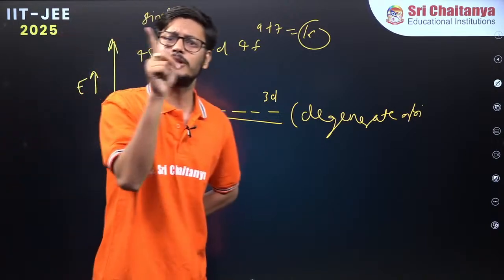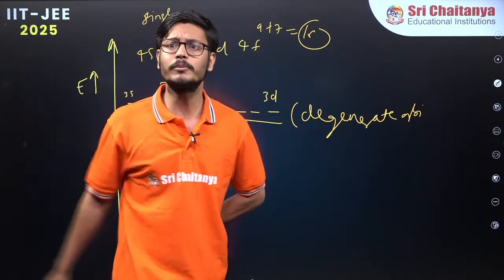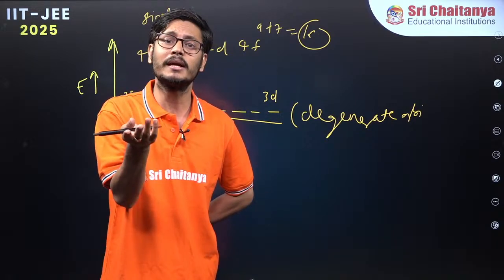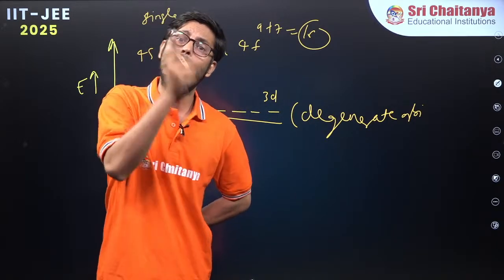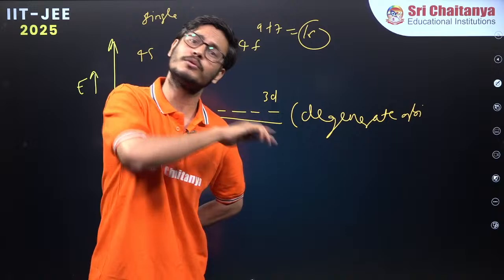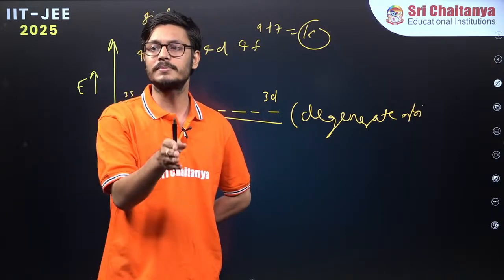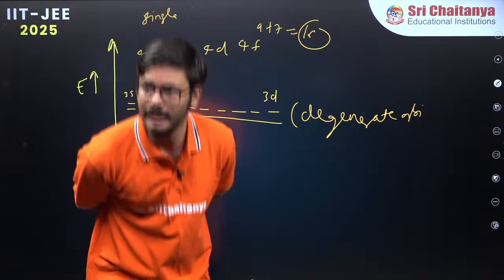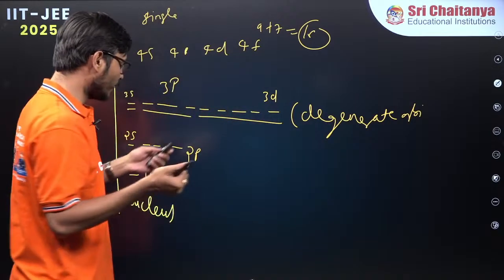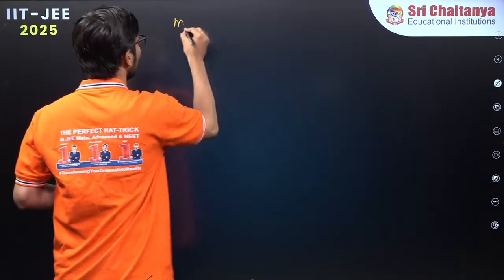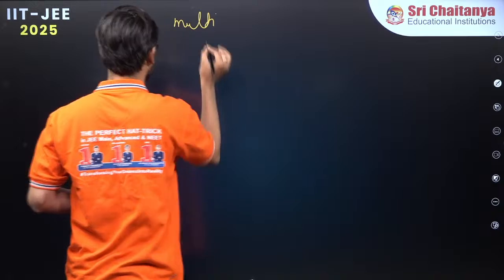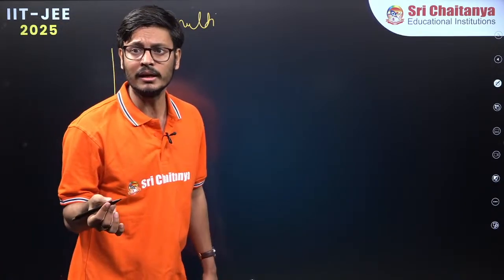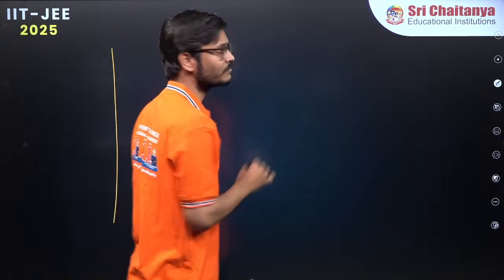So for single electronic system, there is no concept of penetration and shielding. And because there is no concept of penetration and shielding, in the same orbit, all the subshells and the orbitals will have the same energy, isn't it? But if you go to multi-electronic system, now the energy will be different, because of the concept of penetration and shielding we learnt in the last class.